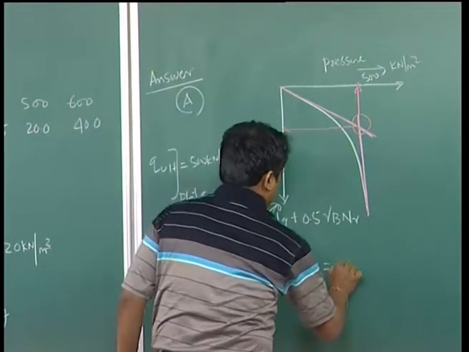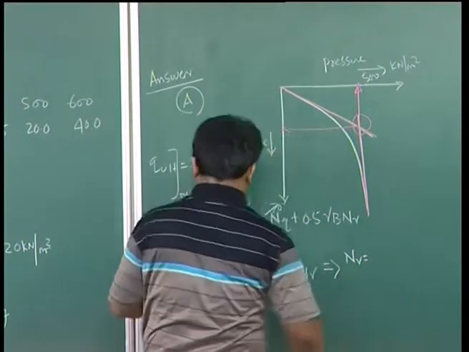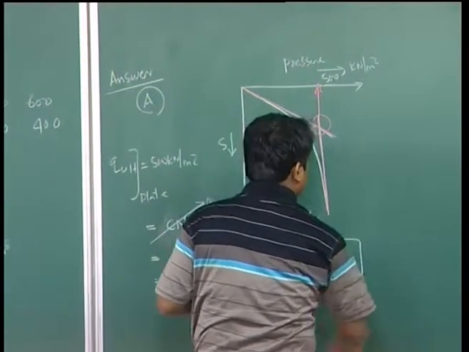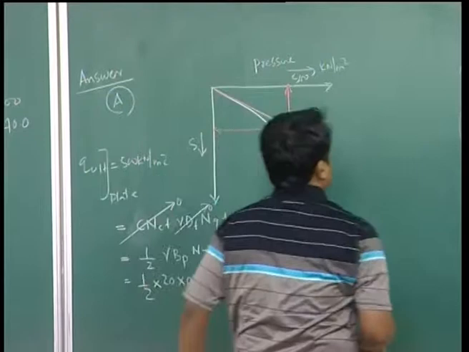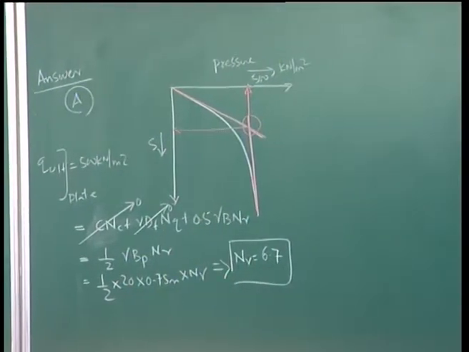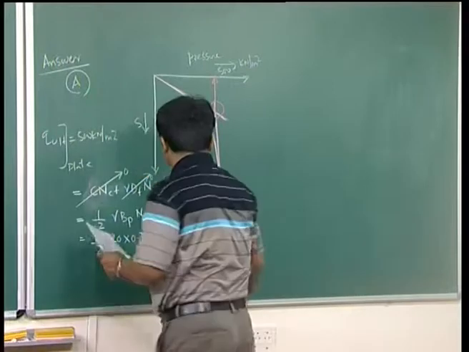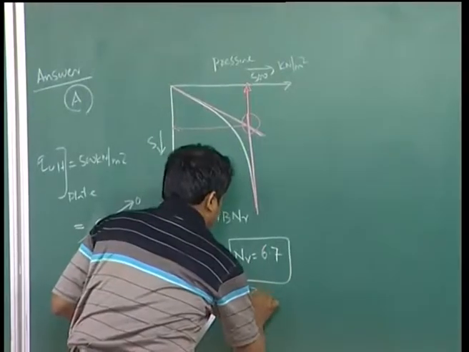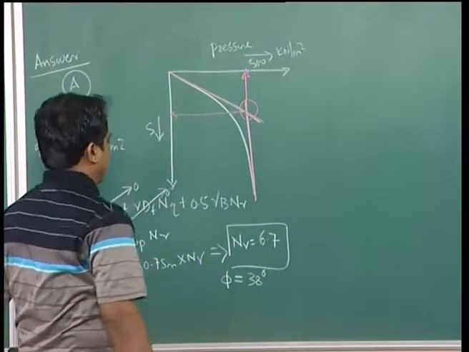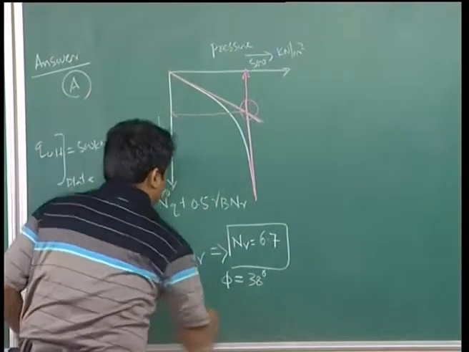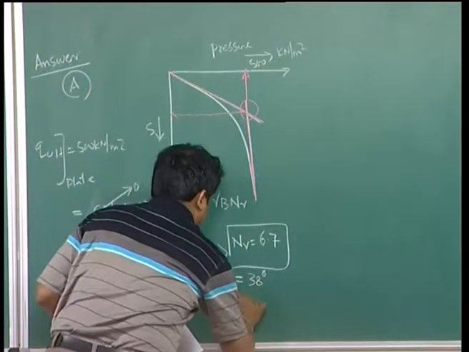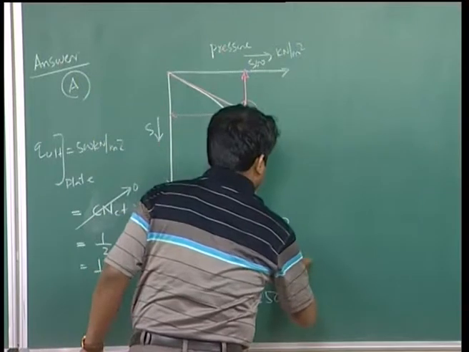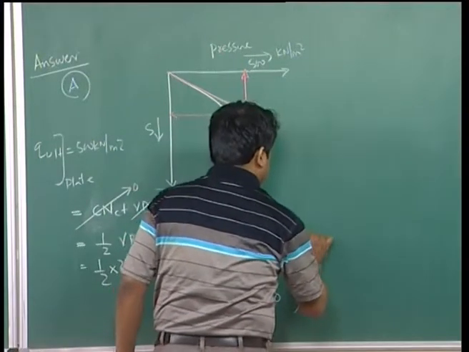From there you can find N gamma is equal to 6.7. With N gamma equal to 6.7, indirectly you can find phi is equal to 38 degree. Once you get phi is equal to 38 degree, from there you can find Nq is equal to 50. You will get these from Terzaghi's chart.